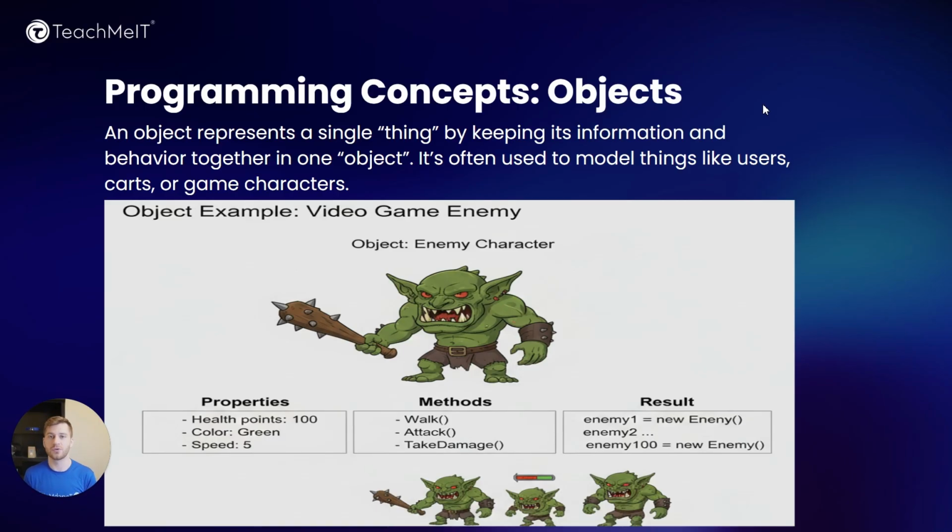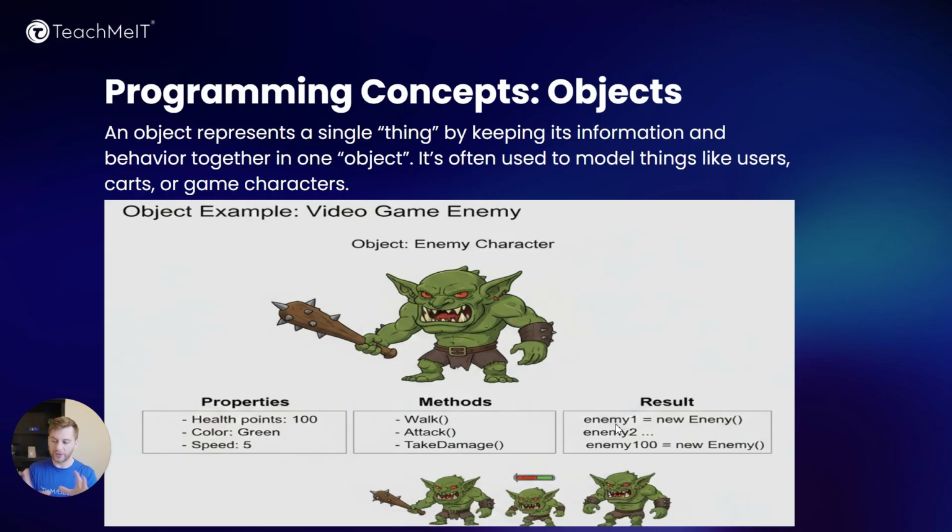An object represents one thing by keeping all the information and behavior of that thing together in one object. An object is often used to model things like users, carts, or game characters. For example, in this case, we have this little ogre guy, and he is an enemy character, but he has multiple different properties. He has health points of 100, color is green, his speed stat is 5, his methods of navigation are walking, attacking, and taking damage, his result is enemy 1, and so on. So he's got a lot of different variables and information about him.